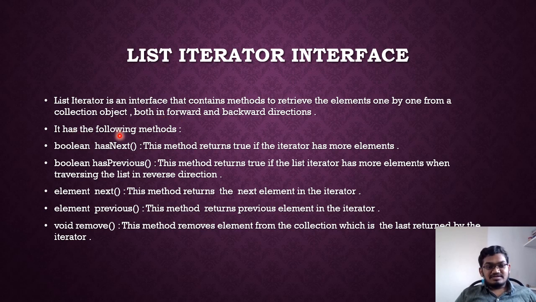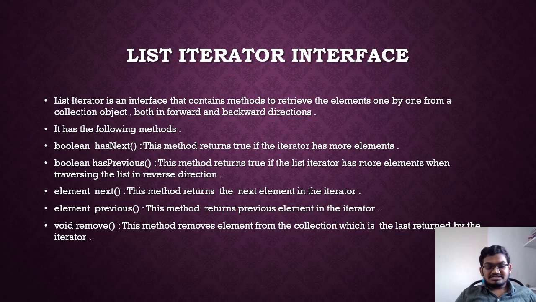It has the following methods. hasNext, which is same as the previous. This method returns true if the iterator has more elements. Next, hasPrevious. If we are traversing from reverse direction, it checks whether it has previous element or not. Next, this method returns the next element in the iterator. Same as previous, element previous. This method returns previous element in the iterator when we are traversing in reverse direction. Void remove. This method removes element from the collection which is the last returned by the iterator.